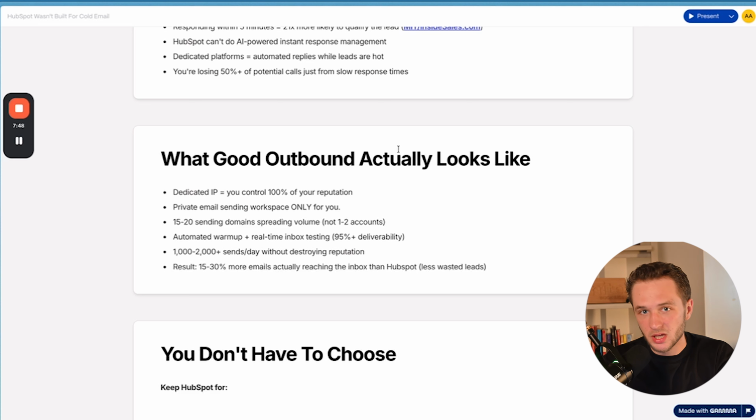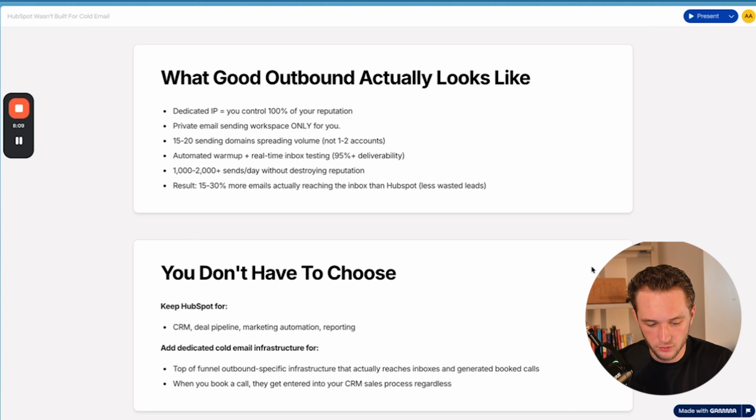So other than being able to send a lot more emails, you're also going to get that deliverability boost compared to HubSpot because you're just switching the platforms and it's going to allow you to do it. So that's what good outbound actually looks like. There's a lot of different platforms that have started to come up. We recommend going with Email Bison. That's what we use as our private sending platform for our clients and for ourselves.